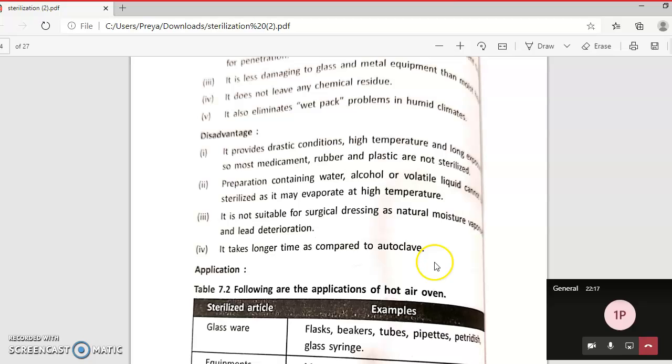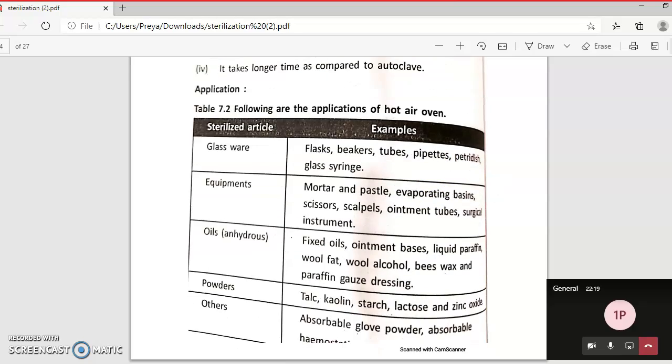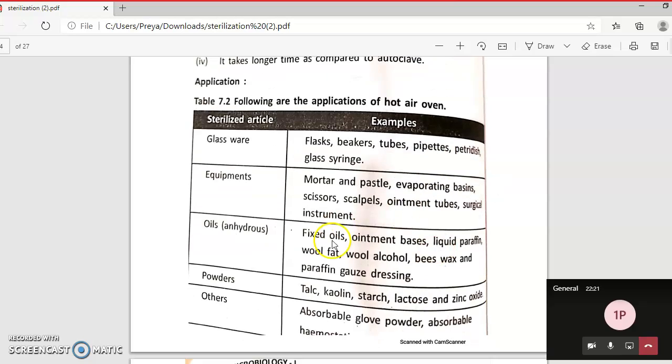It takes longer time as compared to an autoclave, right? Time is more. And last for the hot air oven is application: for which things it is used. So glasswares, all glasswares can be sterilized, right? Beaker, pipette, petri plate, all this. Equipment, all the equipment, mortar and vessel, surgical instruments, that means scissors, forceps, they are all called surgical instruments. Then tubes and all this.